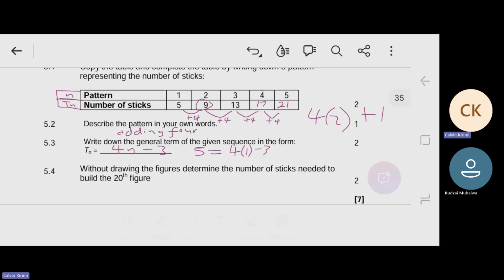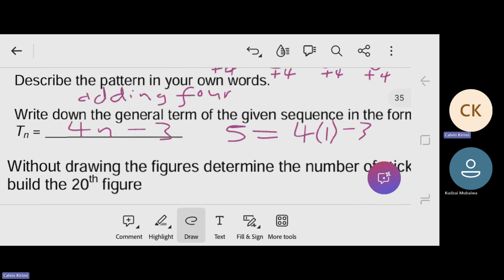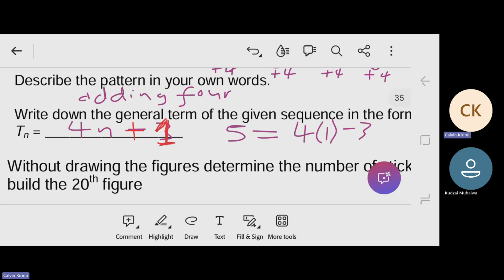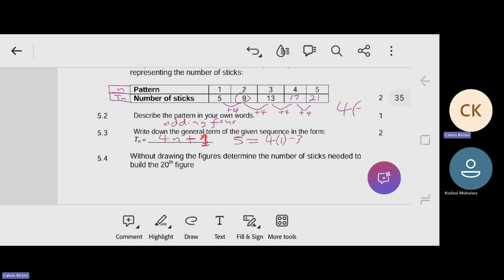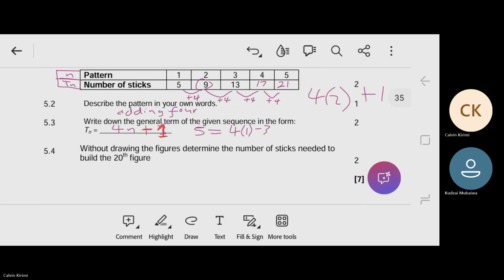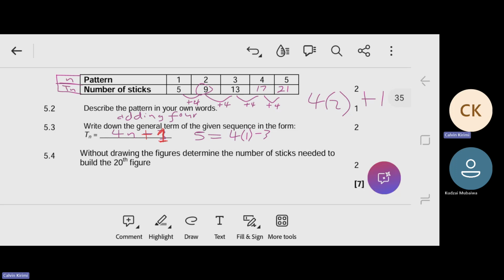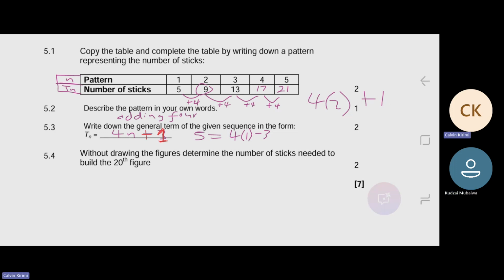So you must check your rule, whether it's working or not. So instead of minus 3, we are using plus 1. So if they say, what is the number of sticks to build the 20th figure, you need how many? 20. Try number 5.